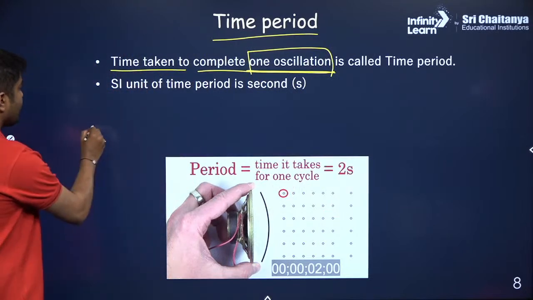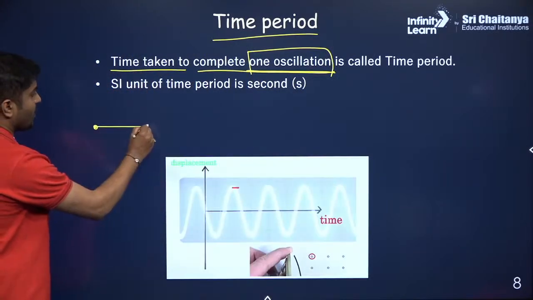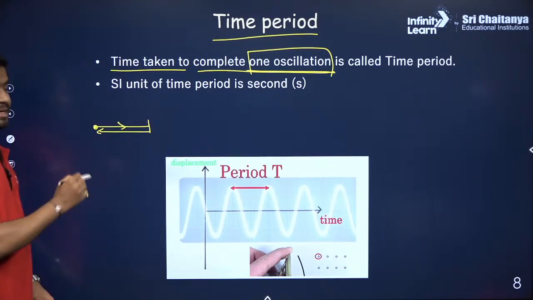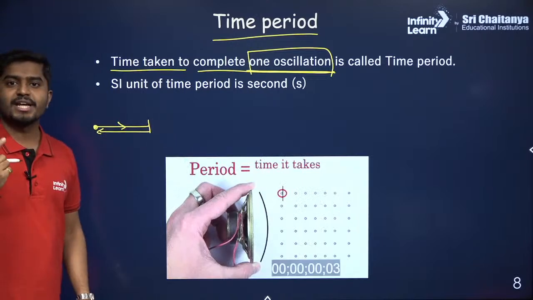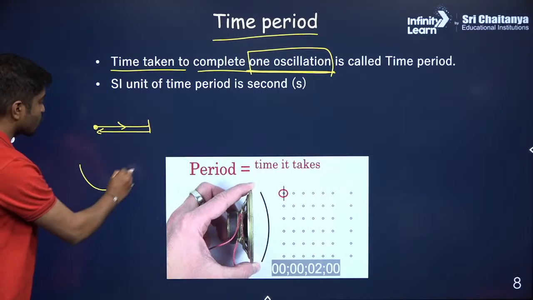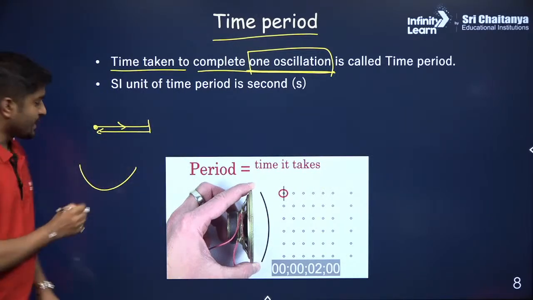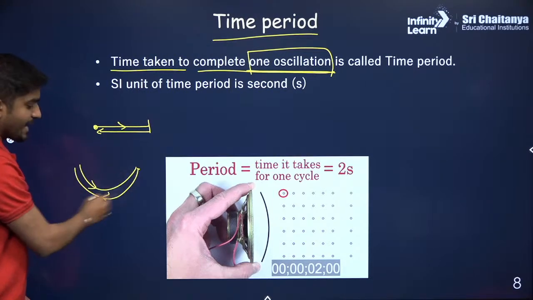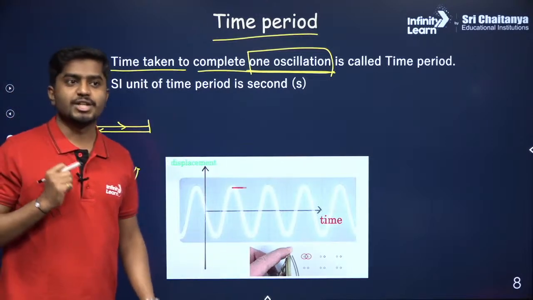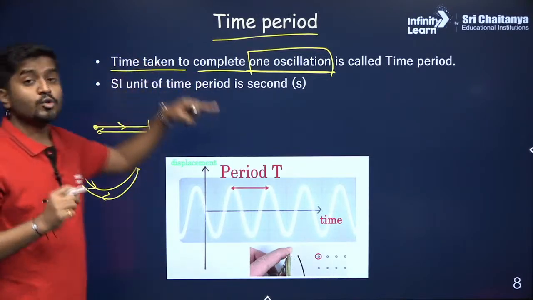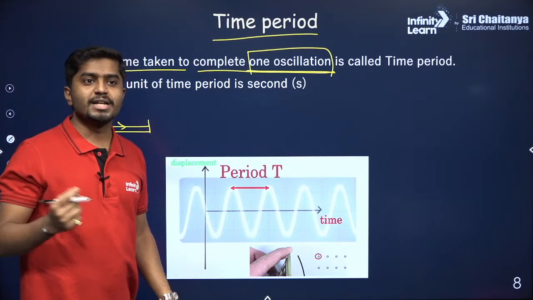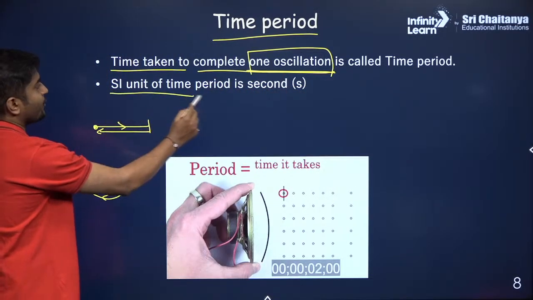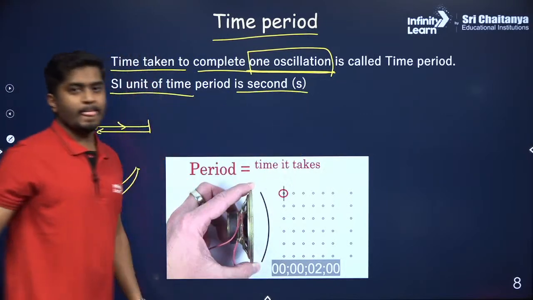So for example, if there is a start, the object goes in this direction and it has to come back, right? This is one oscillation. If it starts here and goes to the other end, that is just half an oscillation. It has to come back, then only it can be said to be one oscillation. So the time taken to complete one complete oscillation is our time period. And again, because it is time, the SI unit is seconds.